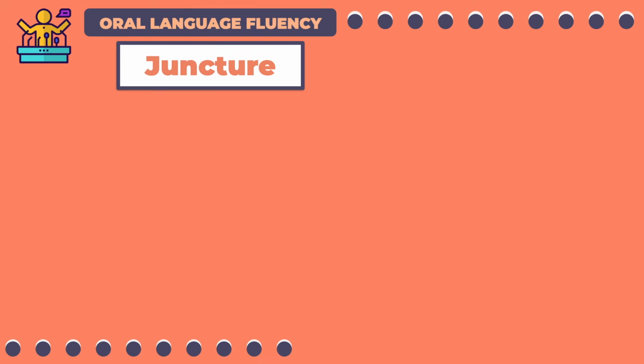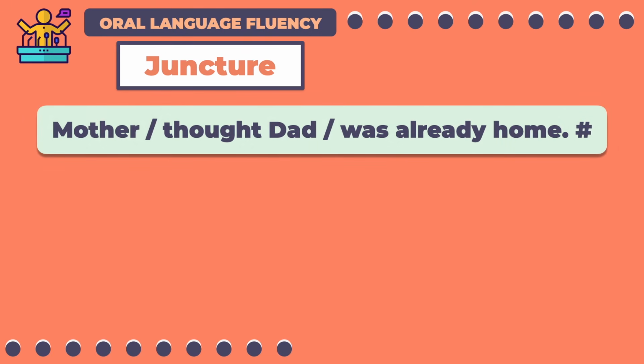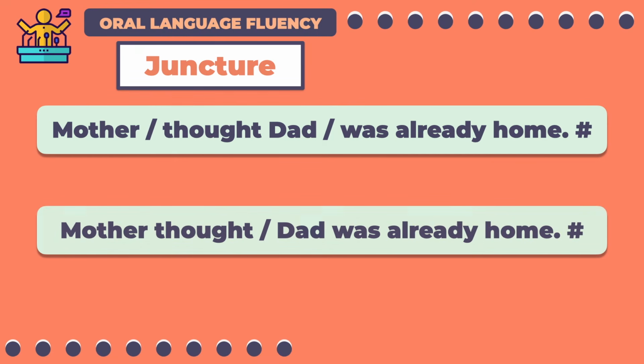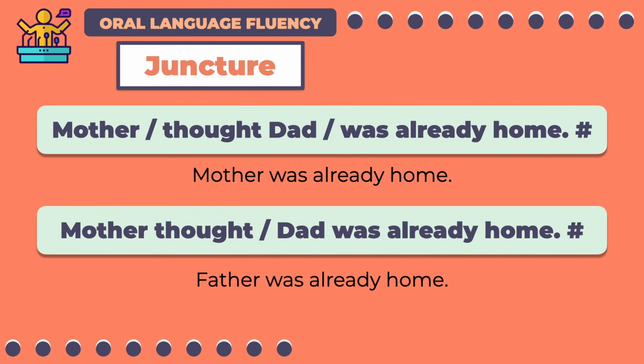Here we have the same sentence but paused differently. Mother thought, Dad was already home. Mother, thought Dad was already home. In the first sentence, it is mother who was already home. In the second sentence, it is father who was already home.